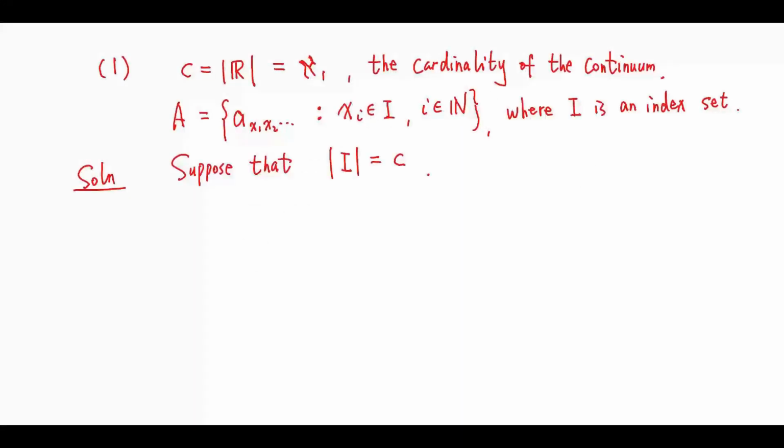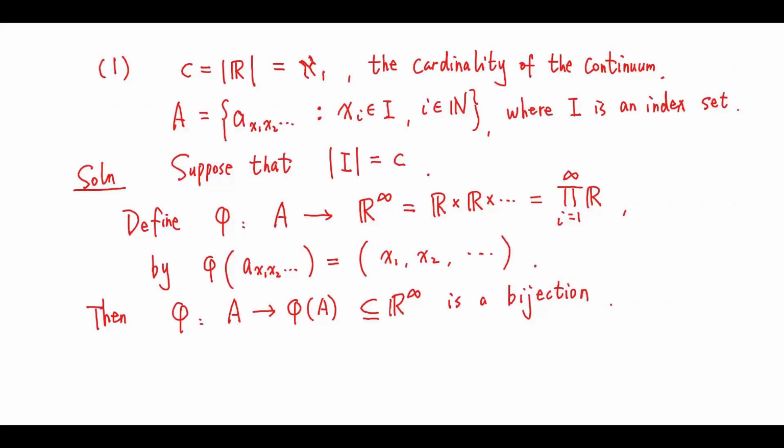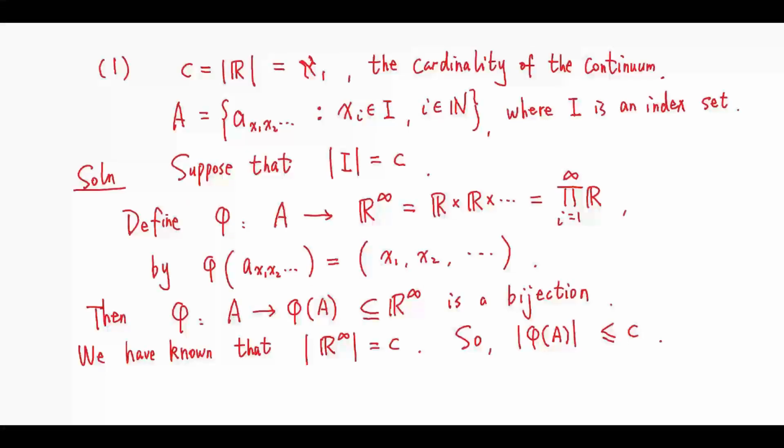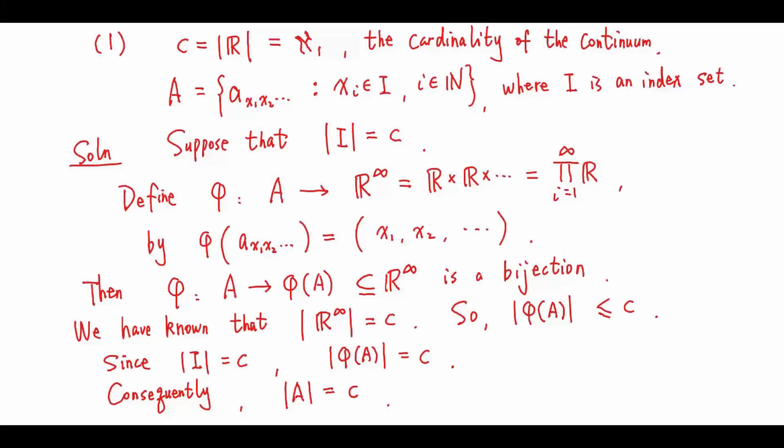Solution. Suppose that the cardinality of I is equal to C. Define a map phi by this one. Then phi from A to phi A is a bijection. We knew that this cardinality is equal to C. So we have this inequality. Since the cardinality of I is equal to C, the cardinality of phi A is equal to C. Consequently, the cardinality of A is equal to C.